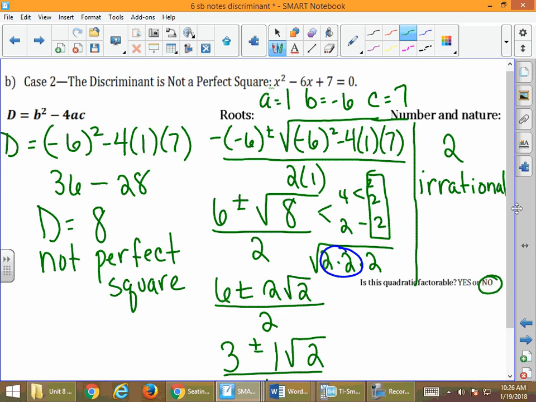The definition of an irrational number is a non-repeating infinite decimal. A non-repeating, non-terminating decimal. I oftentimes refer to them as big long decimals on your calculator. 2 irrationals, again, when our discriminant is not a perfect square.